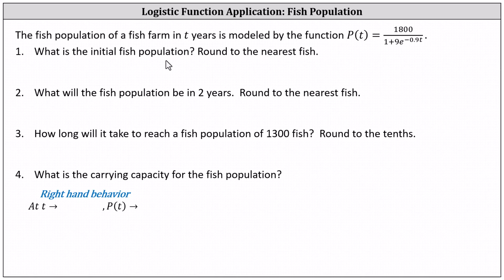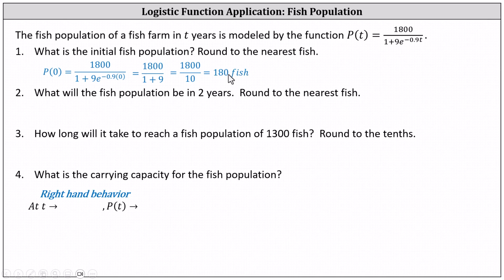The initial fish population is the population at time t equals 0, which indicates we determine P of 0. Substituting 0 for t, notice we have e to the power of 0, which equals 1. The denominator simplifies to 1 plus 9, which equals 10, and 1,800 divided by 10 equals 180. The initial fish population is 180 fish.